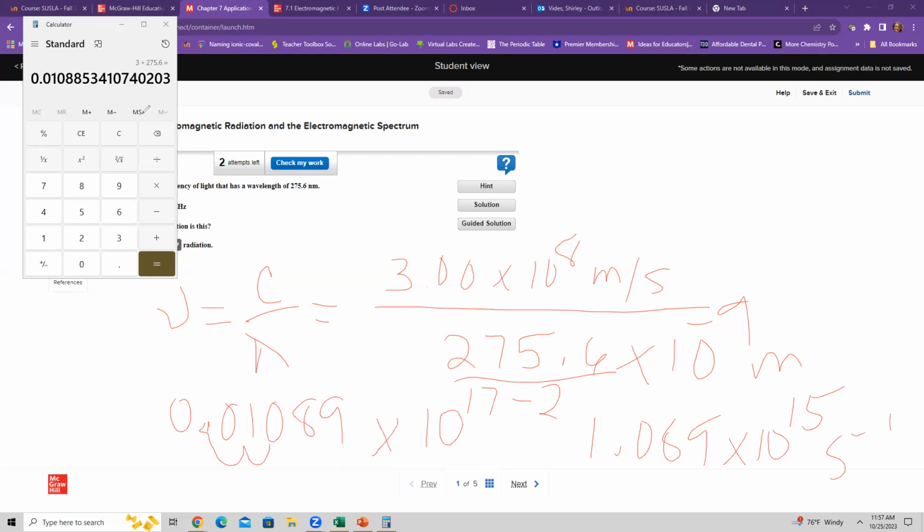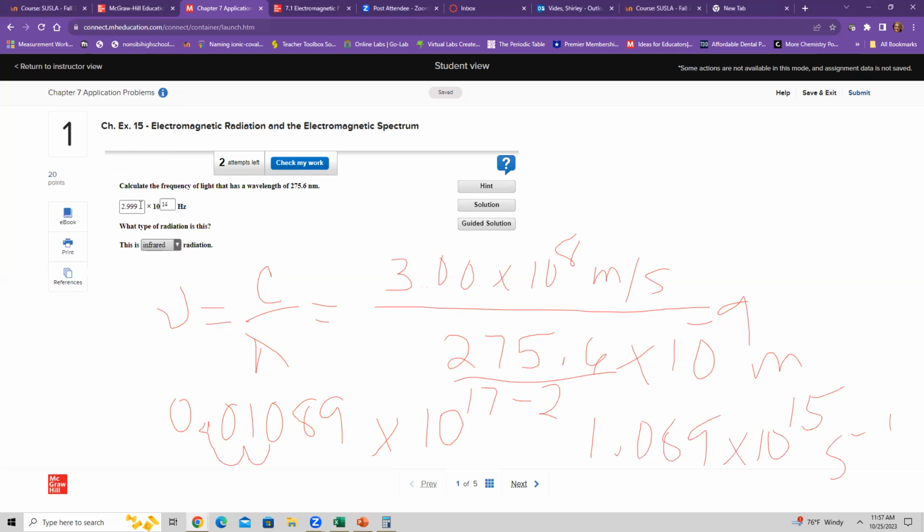Let me clear it again. It does say 3 divided by 275.6. Yep, all of that's good. All right. Let's clear this. This is what I need to go back to. Okay. So the answer is, again, 1.089 times 10 to the 15th hertz. And that would be ultraviolet, I believe. Now let's see. Cross your fingers.